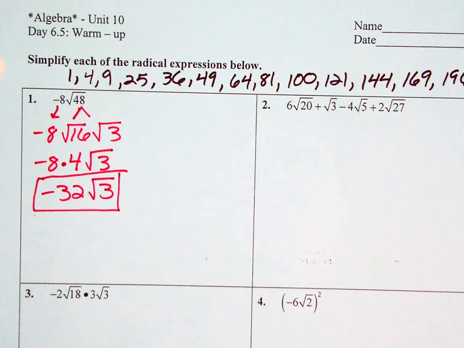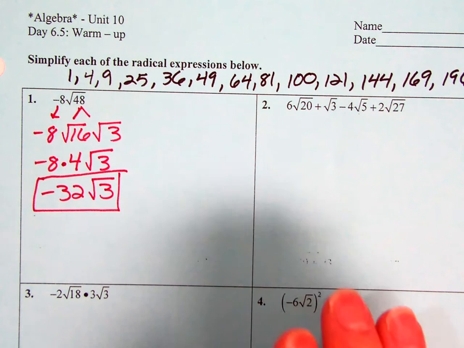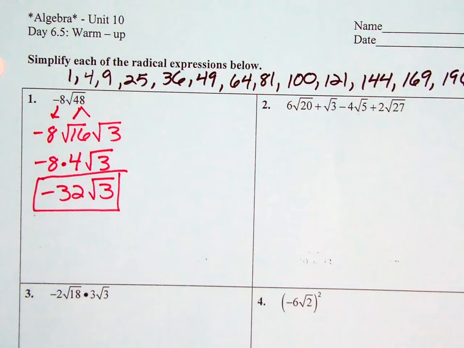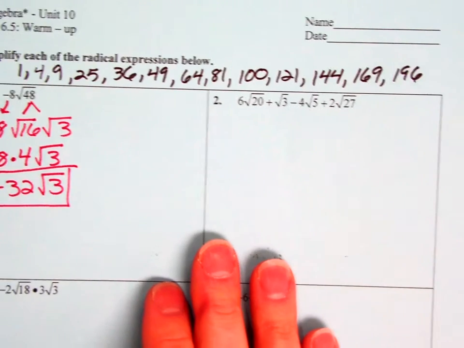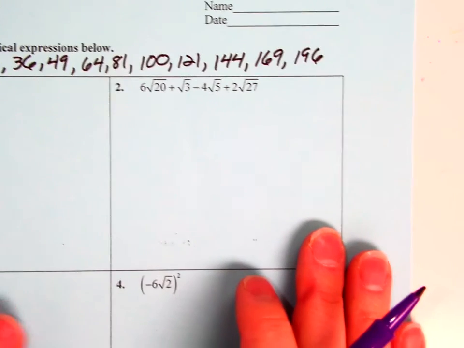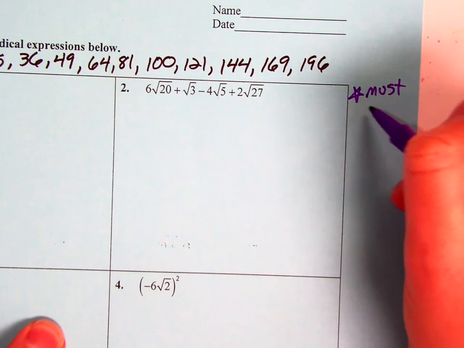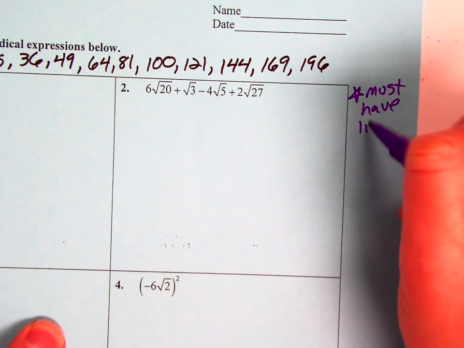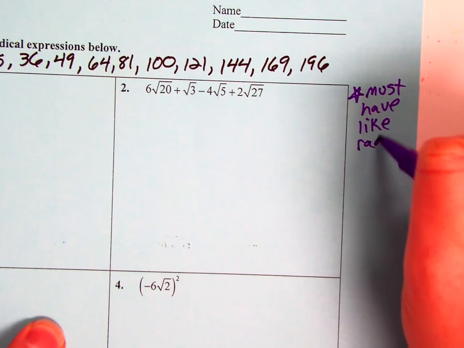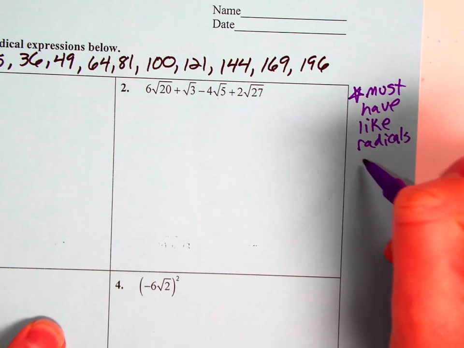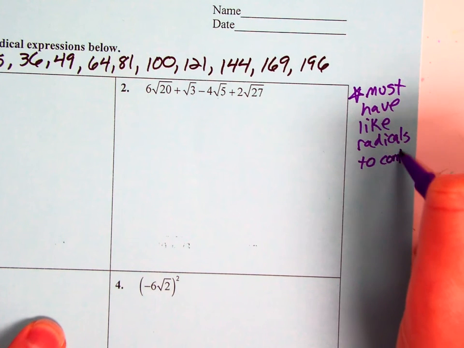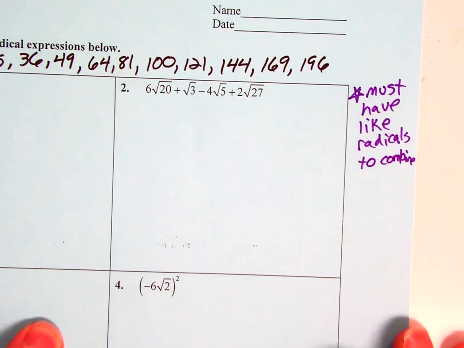Okay, now let's look at number 2. Now number 2 is addition. So we need to remind ourselves that when we're looking at problems that involve addition, they must have like radicals. Remember, that means they have to have the same number in the radical to combine. They must have like radicals to combine.